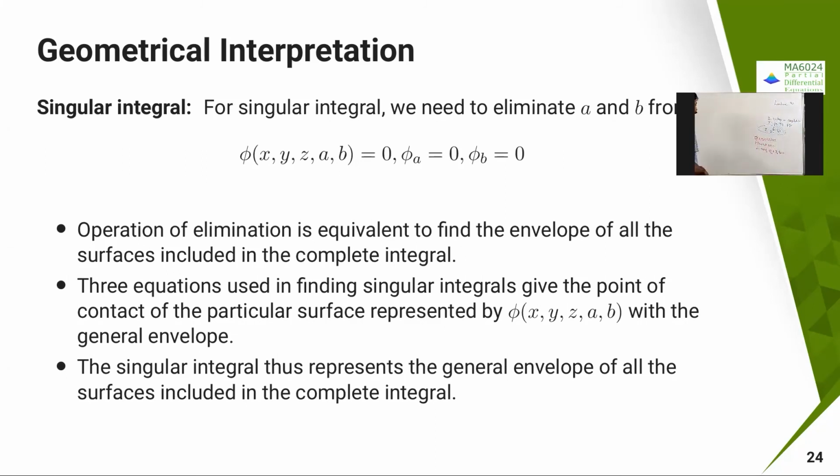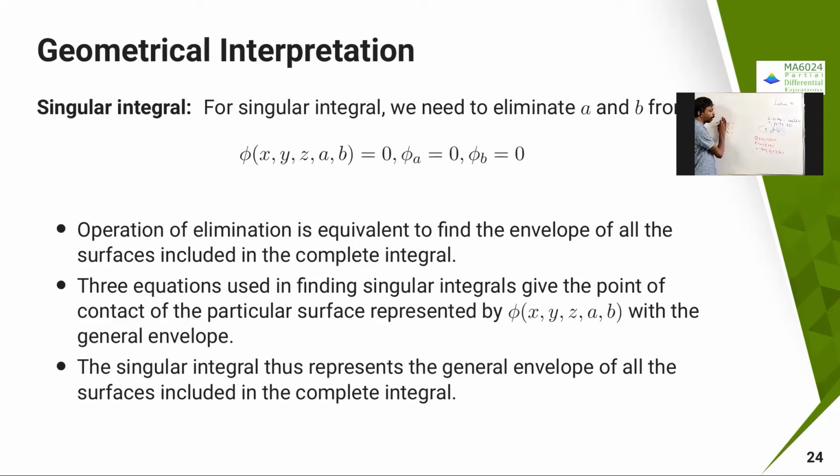Now, for the geometric interpretation of the singular integral, you are going to have phi equal to 0, phi_a equal to 0, and phi_b equal to 0. The geometric interpretation for this one is that again you are trying to eliminate. The elimination is equivalent to finding the envelope of all surfaces included in the complete integral. In the complete integral, whatever surfaces are included, I'm just going to find the envelope of all those surfaces. That is the geometric interpretation for eliminating a and b.